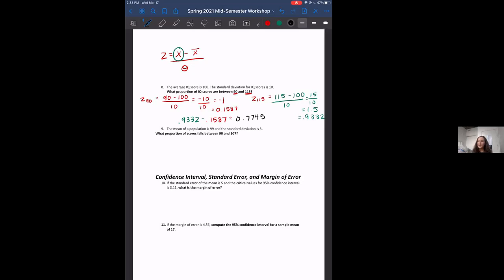All right, so let's go ahead and move on to the next one. This one's going to be a poll question, so let me start the poll. All right, here we go. The mean of a population is 99 and the standard deviation is 3. What proportion of scores falls between 90 and 107? We're going to use the same equation and everything, just with different numbers. Go ahead and work that one out and let me know what you get through the poll.